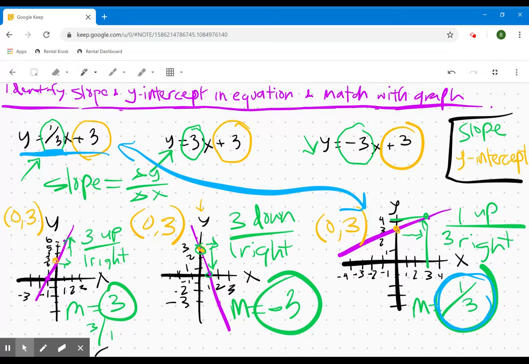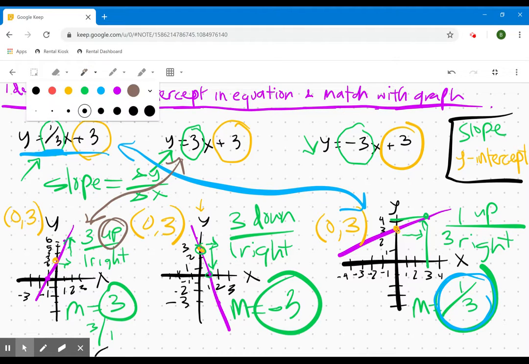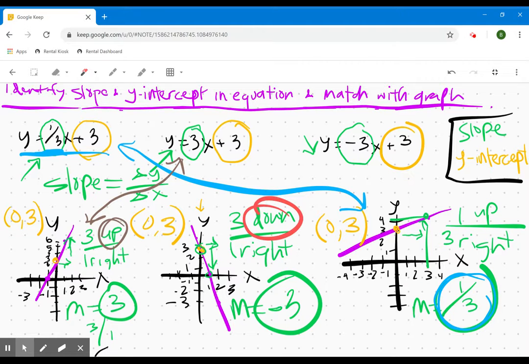Now, if we look at the second equation, we again have the same y-intercept, but this time our slope is 3. So for every 1 unit we're going right, we're going up. Keyword there is up 3. So the second equation is going to be matching that first graph. And for the grand finale, the last equation, same y-intercept, but the slope is negative, which means we're going down this time. So that last equation is going to match the second graph.